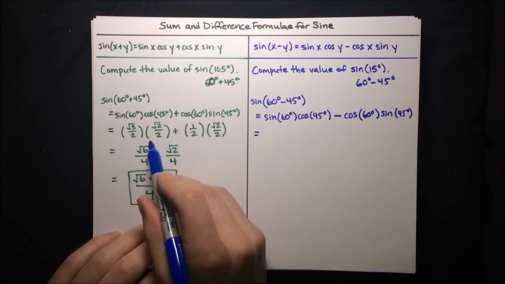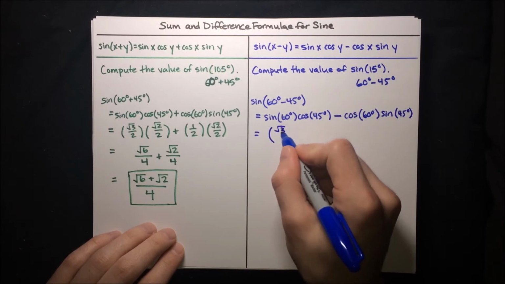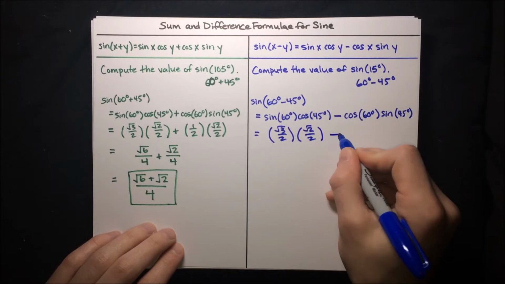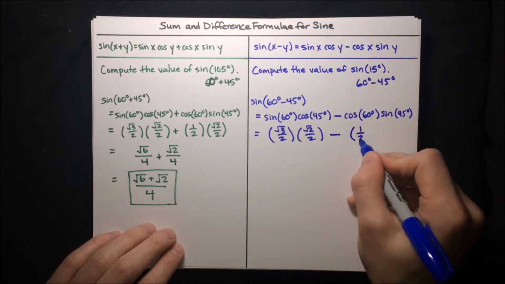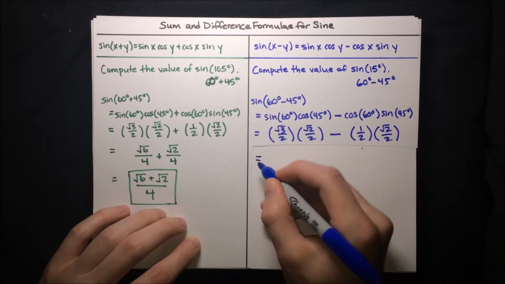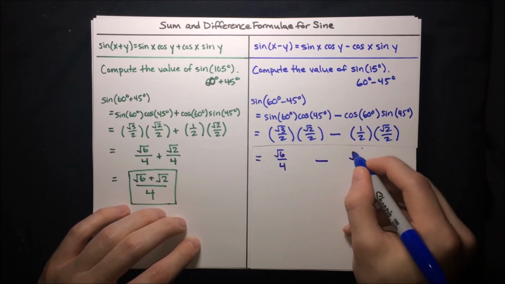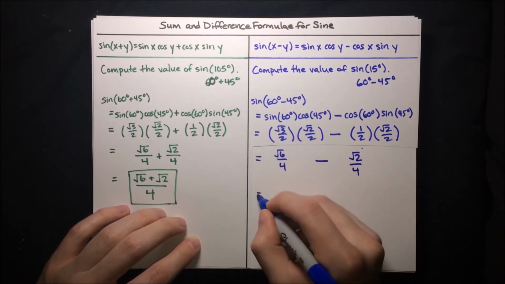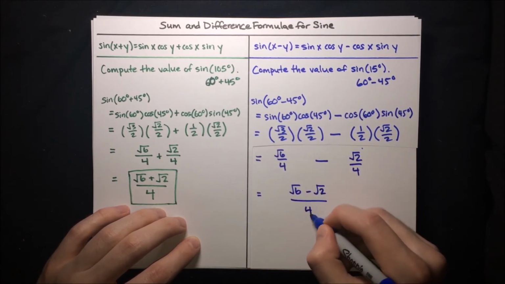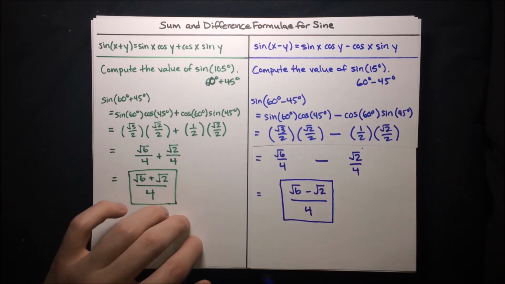So it's going to be the same as here, but with a minus in between. It's going to be sine of 60 degrees, root 3 over 2, cosine 45 degrees, root 2 over 2, then minus cosine of 60 degrees is a half, sine of 45 degrees is root 2 over 2, equal to root 6 over 4 minus root 2 over 4, and just combine that, root 6 minus root 2 all over 4. And that's our result for sine of 15 degrees.